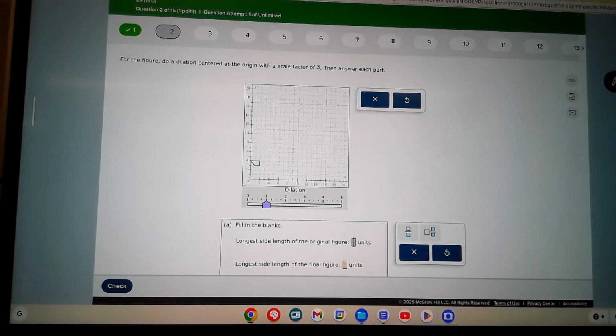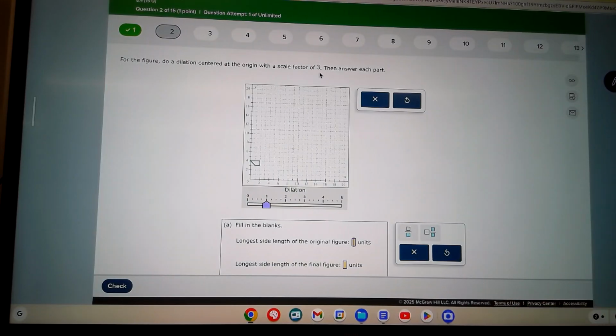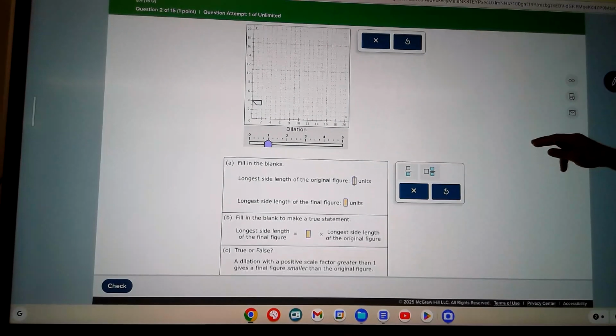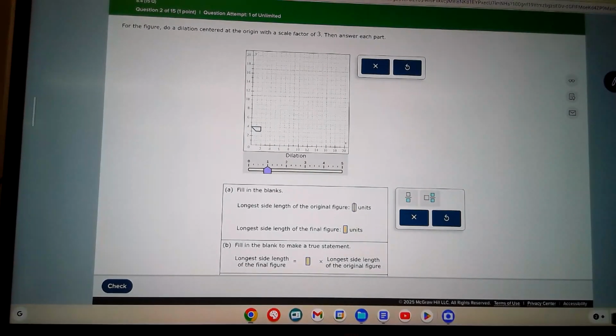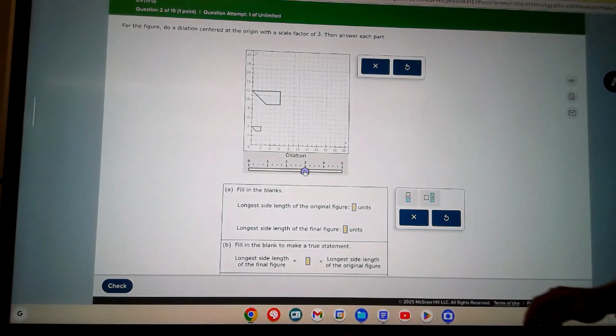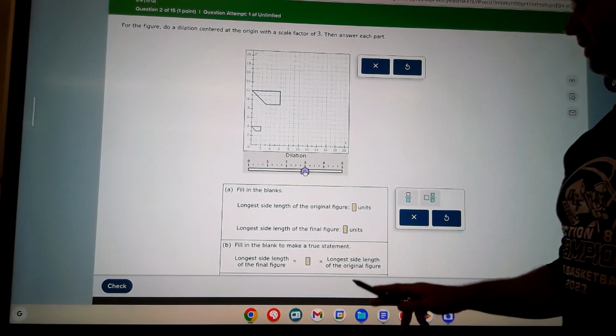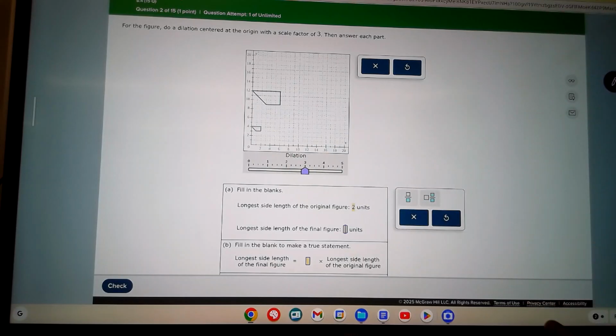Number 2, for the figure, do a dilation centered at the origin with a scale factor of 3, then answer the question. Again, I can take this shape and do the dilation right there. It says 3, so I'm going to move the little slider over to 3. And you can see the original image. The longest side of the original figure, well, the long side would have been that top side. So how many units is it? You can see it's only 2 units long, so I'll put 2 there.